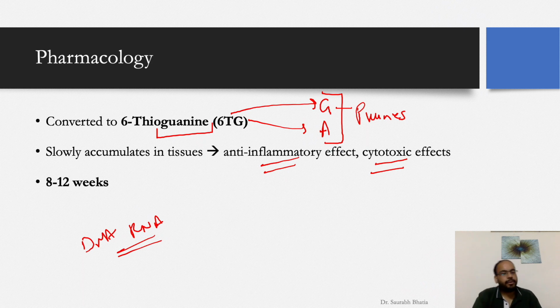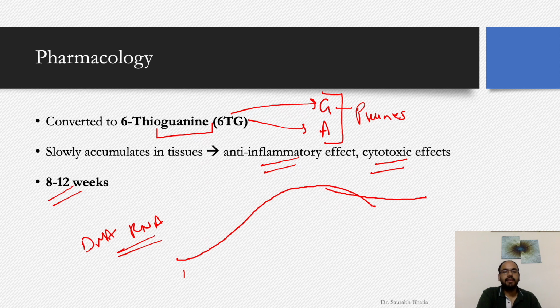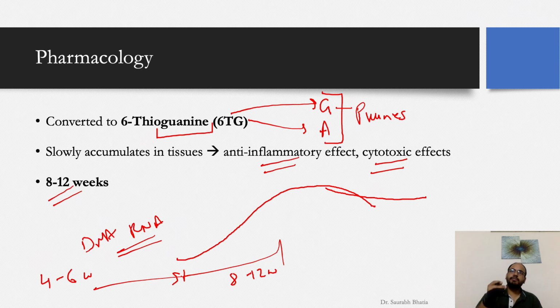With time, the 6-thioguanine slowly gets accumulated inside the cell, and this leads to a somewhat delayed onset of action, which is approximately 8 to 12 weeks. So we know that when we give azathioprine, it takes a certain time for it to reach its clinical efficacy, and then it stays there. This time is roughly 8 to 12 weeks. In clinical practice, you can see the effect at 4 to 6 weeks, but 4 to 8, or 12 weeks is a good enough range for the maximum clinical efficacy of azathioprine to start.